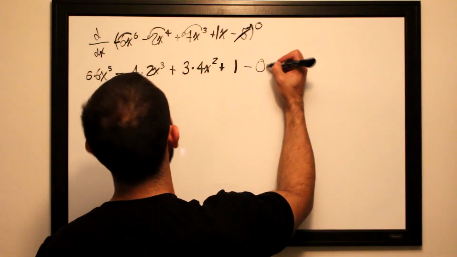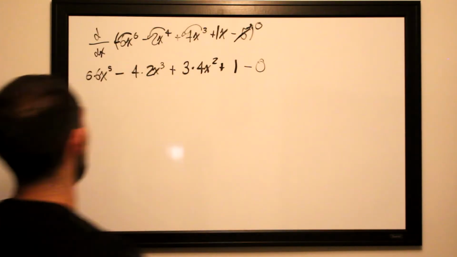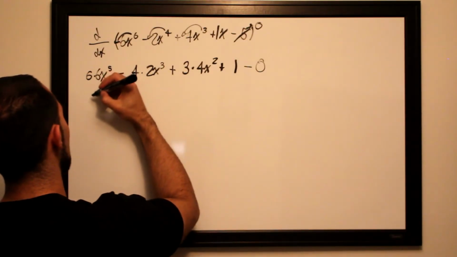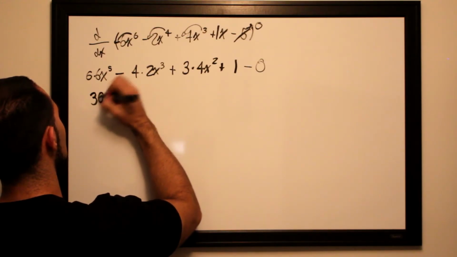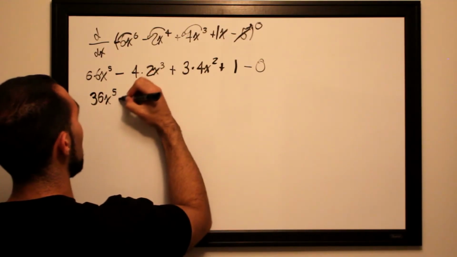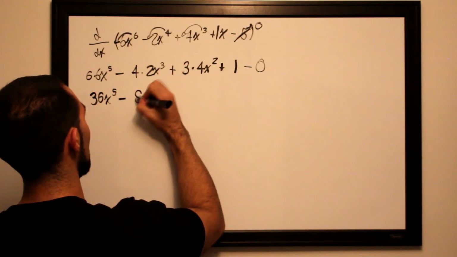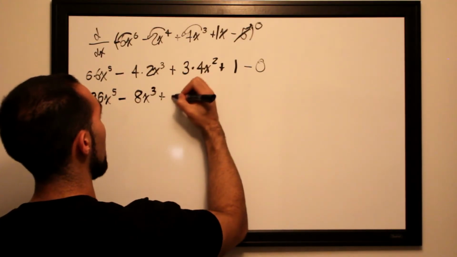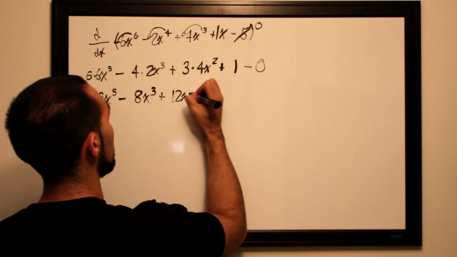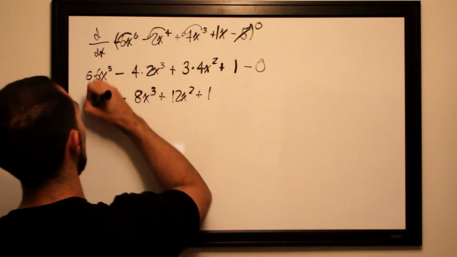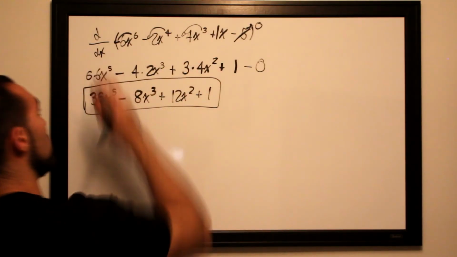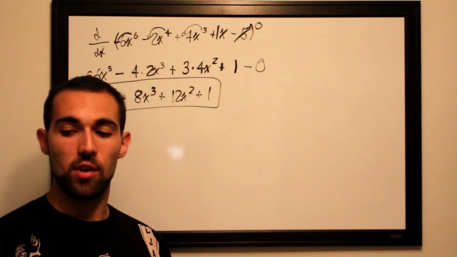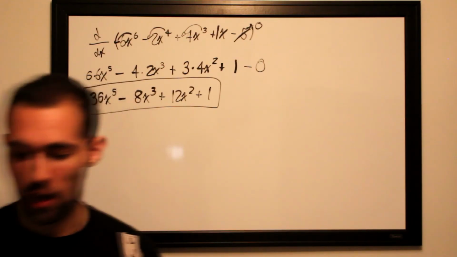So if we wanted to clean this up, we would simply make all of the multiplications that need to be done. So this would become 36x to the 5th minus 8x to the 3rd plus 12x squared plus 1. And that is the derivative of our original function without using the limit definition. And this saves us a lot of time.